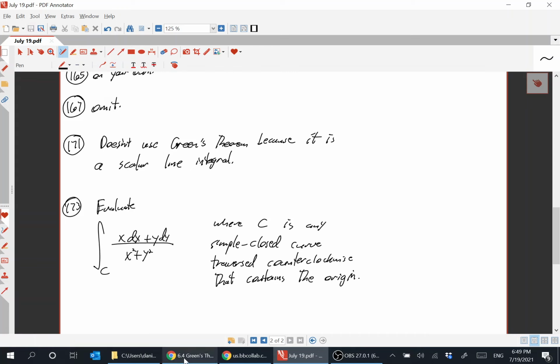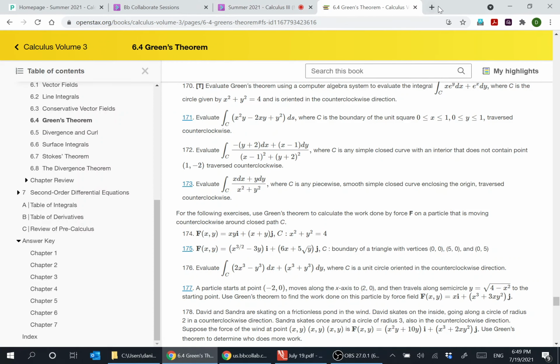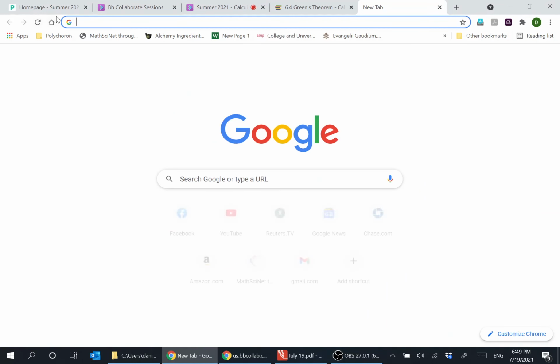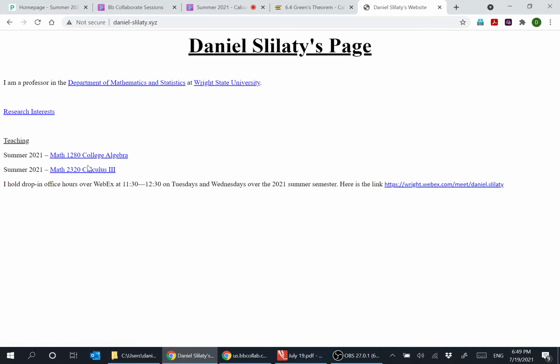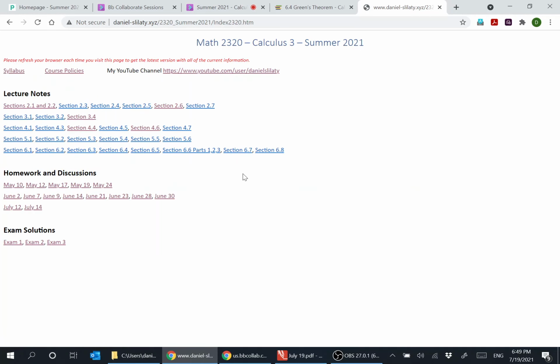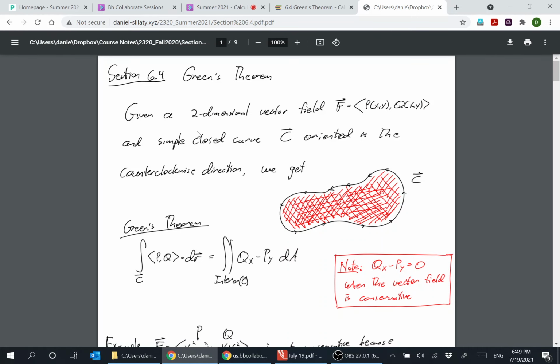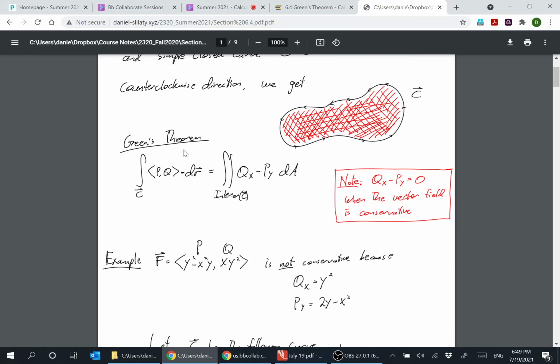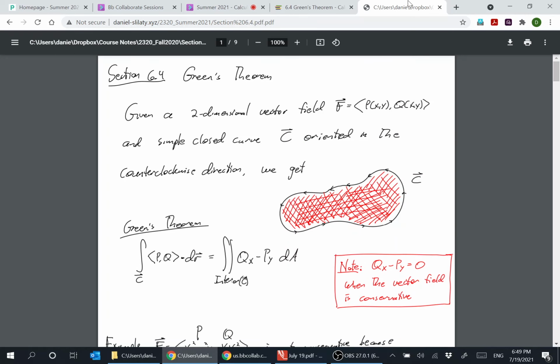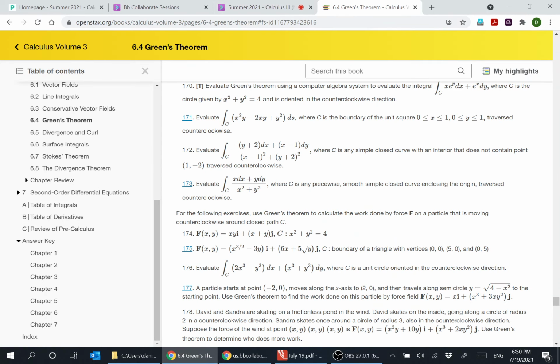Right, so with Green's theorem, you do actually have to have that things are continuous inside the simple closed curve. So here's the formal statement of Green's theorem. Given a two-dimensional vector field F and a simple closed curve C oriented, well, I didn't write that, and it has to be continuous here, but I believe it does.